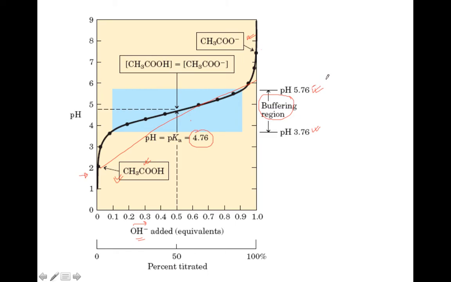Now at this particular point, at this pKa, the concentration of both CH3COOH and CH3COO- is almost equal. So if you add more OH-, there would be more acetate. If you add less OH-, there would be more CH3COOH, right? So from this we can understand how this buffering capacity works.